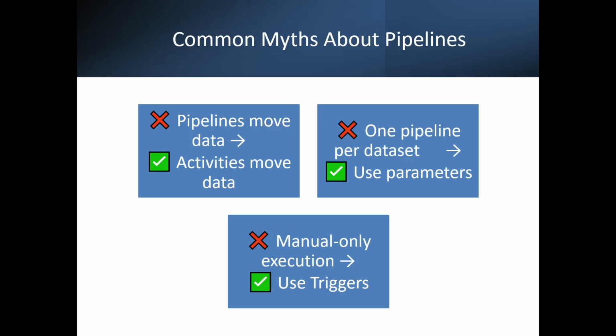So what are common misconceptions in the method? Pipelines move the data? No. Activities move data. Pipelines organize them. One pipeline per file? No. We can use parameters for reusability. Everything must be manual? No. We can use triggers for automation.